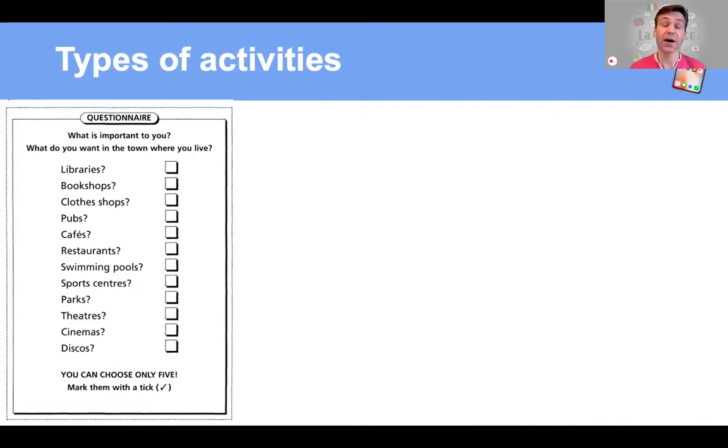So these are asking questions in present simple. And what do you want in the town where you live? Do you want libraries in your town? Do you want bookshops? Do you want clothes shops? So these are general questions in present simple, and there is something else. Justifying your answer? No, because this elementary level doesn't ask you why.